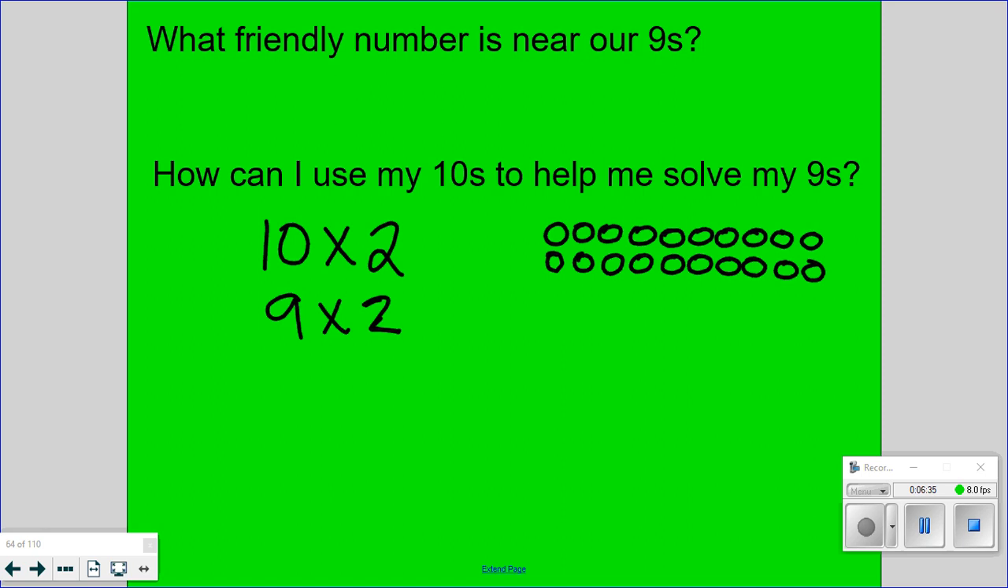Zach? Erase 2. Yeah, I need to take away a group of 2. Okay, draw a line through one of your groups of 2. What do you have now? Yeah? 18. Hey, 10 groups of 2 is 20. And guess what 9 groups of 2 is? 18.